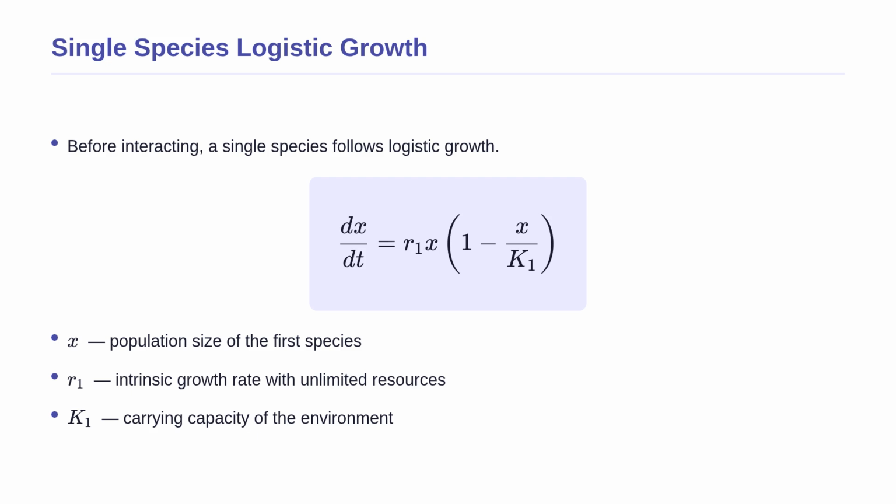The symbol R1 is the intrinsic growth rate, which is how fast the population would grow if resources were infinite, measured in per time units. K1 is the carrying capacity, the maximum number of individuals the environment can support. As the population x increases and gets closer to K1, the fraction x over K1 approaches 1. This makes the term inside the parentheses approach 0, meaning the growth rate drops to 0 and the population stabilizes.